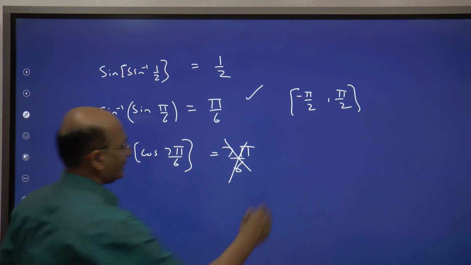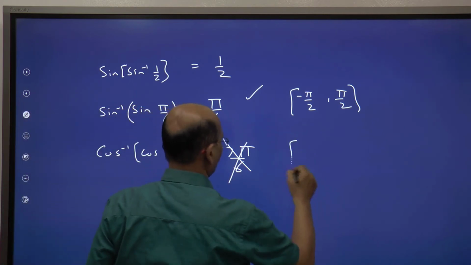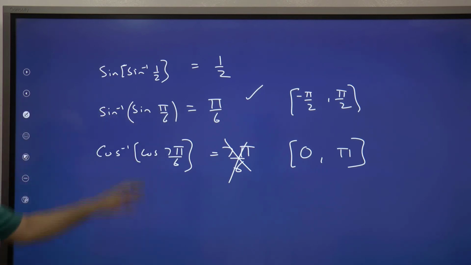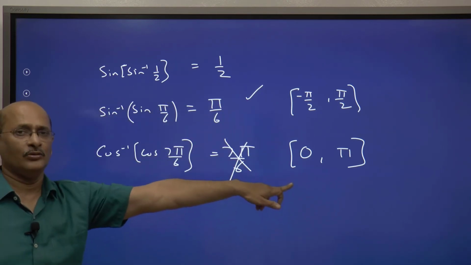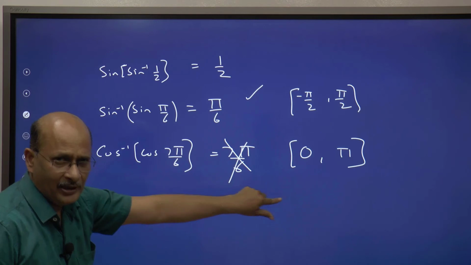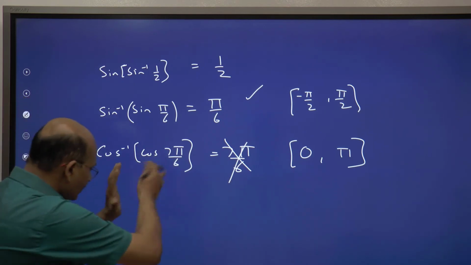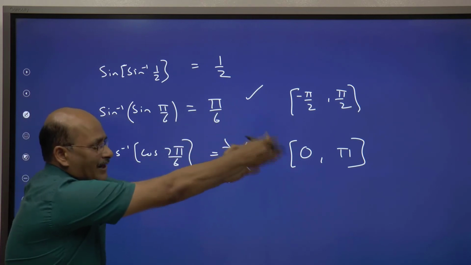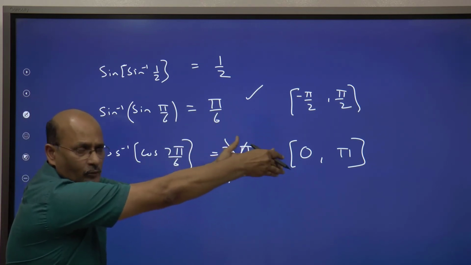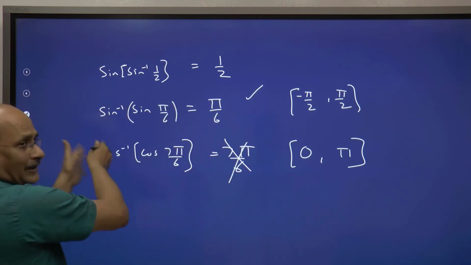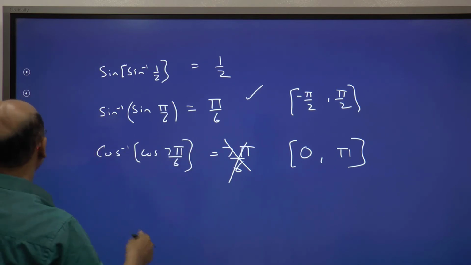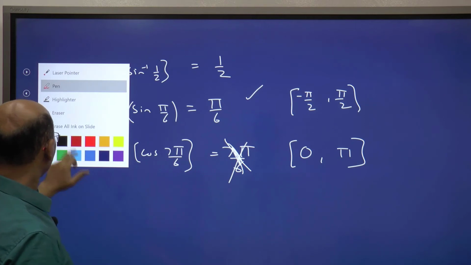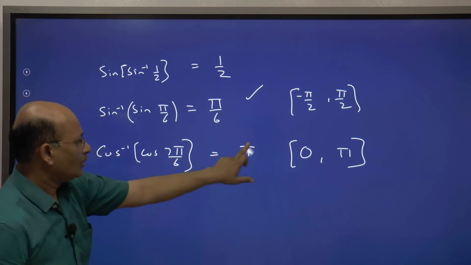Because 7 pi by 6, for a cos inverse ratio, doesn't come in the principal value. The angle has to come in the principal value. If it is not coming, the sum is not wrong; you have to do some adjustment and get the angle between 0 to pi, the principal value for that particular inverse ratio. So in this case, definitely 7 pi by 6 will not be the output. I hope you got this point.